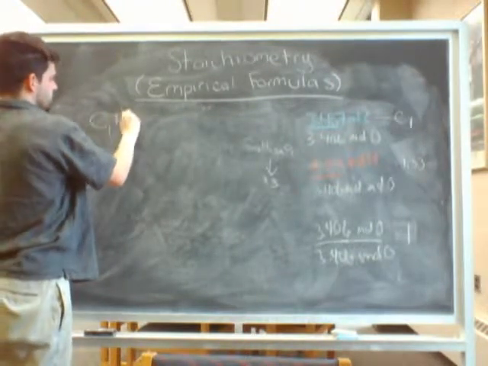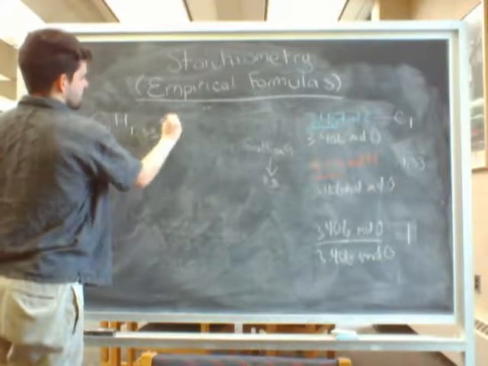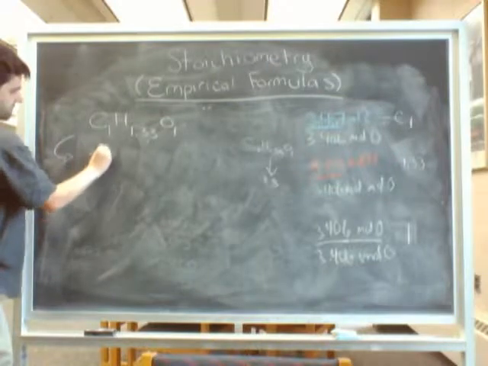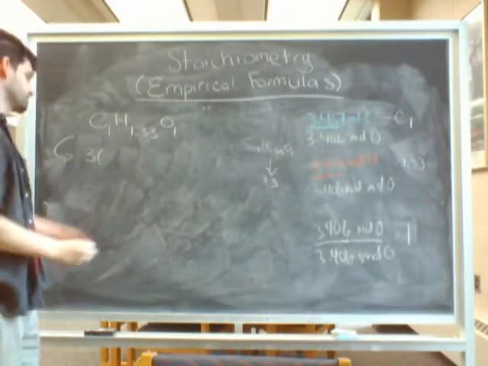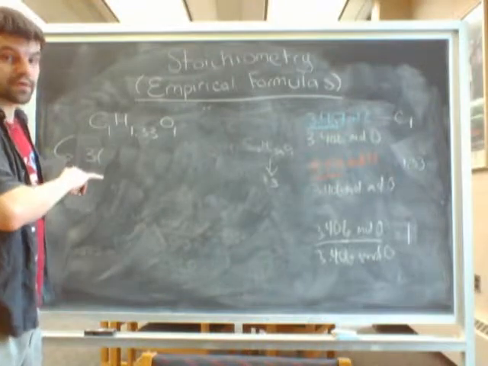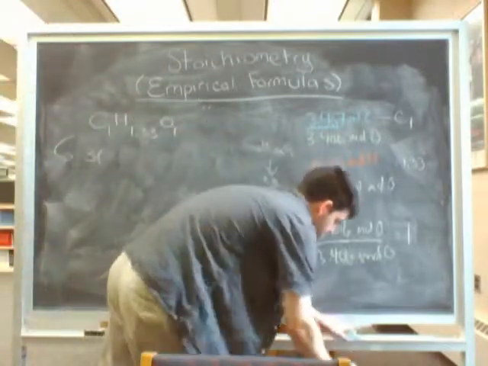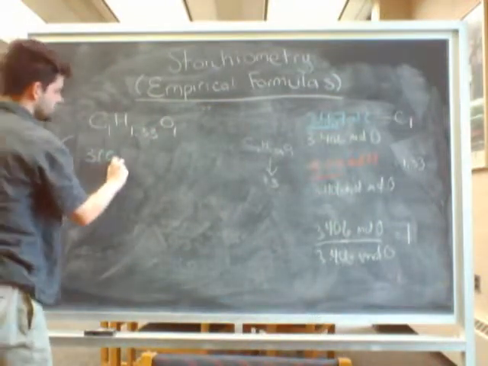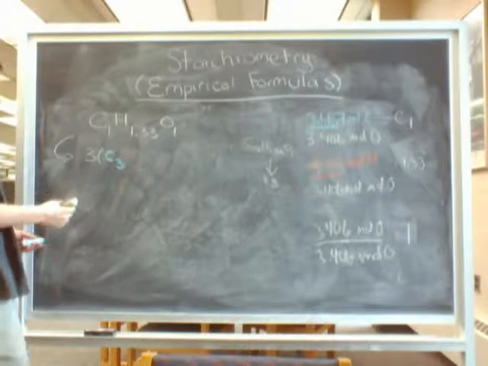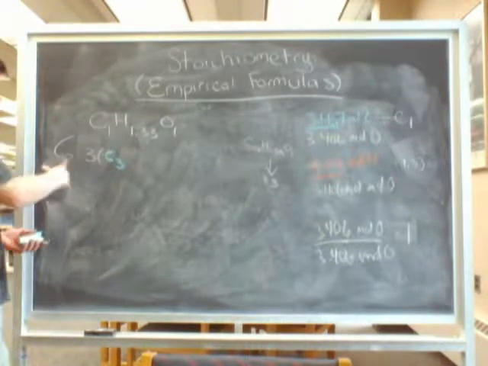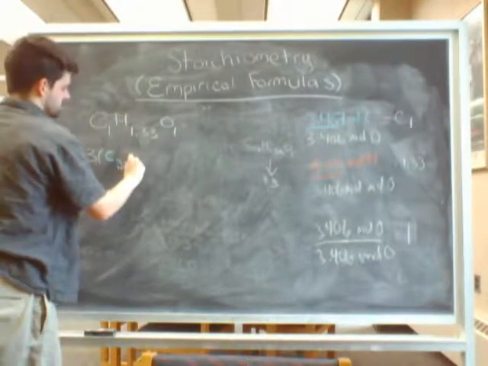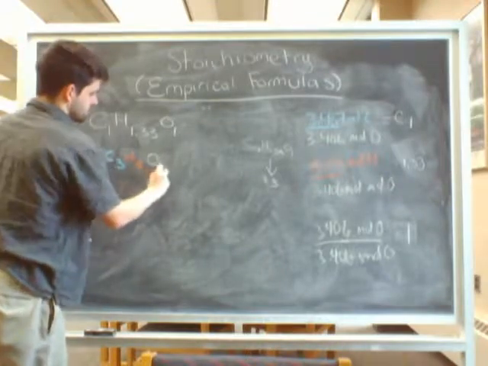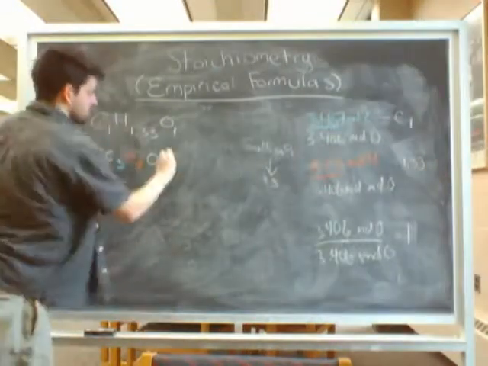C1H1.33O1. So now I'm going to multiply by 3 to cancel out this fraction in hydrogen, using the distributive property here. So I will get C3H4O3. And that is my empirical formula.